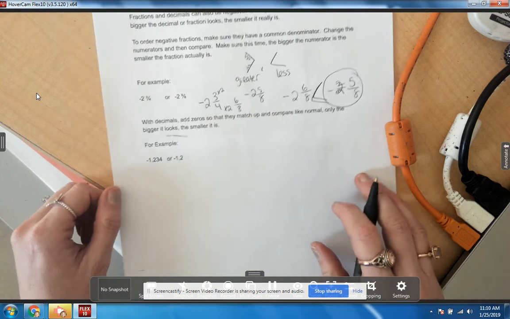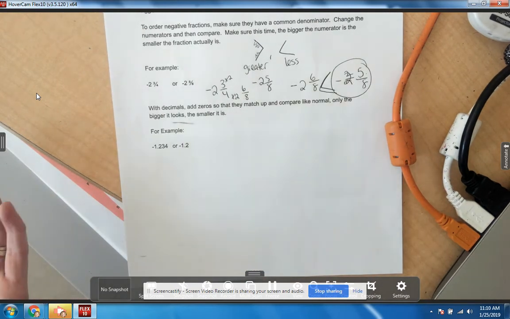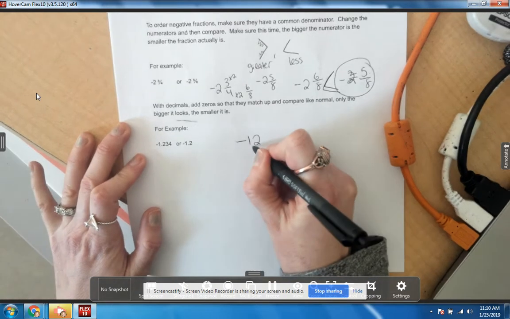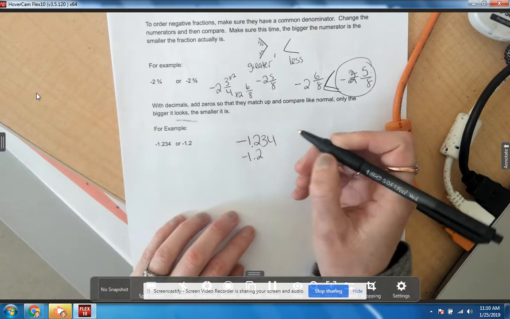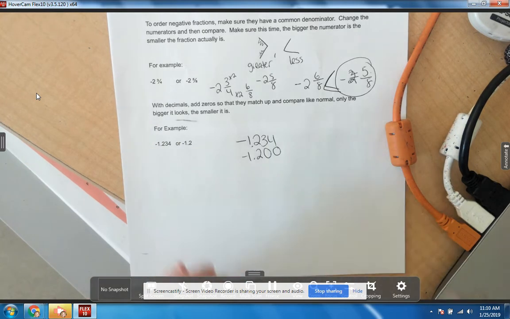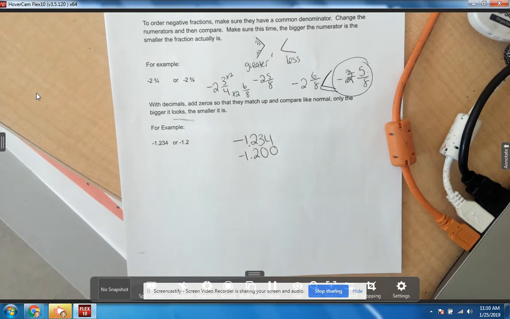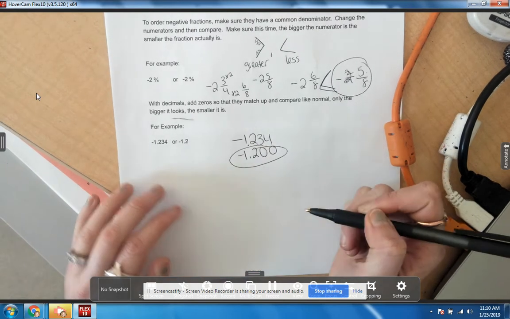Okay? Decimals, what I do is I add zeros so that they match up, and I compare like normal. Only the bigger it looks, the smaller it is. So negative 1.234 and negative 1.2. What I do is I add zeros so they have the same amount of digits. And then I pretend the decimal's not even there. So I pretend that this is negative 1,234 and negative 1,200. The one that looks smaller is actually bigger. So this would be the bigger number.